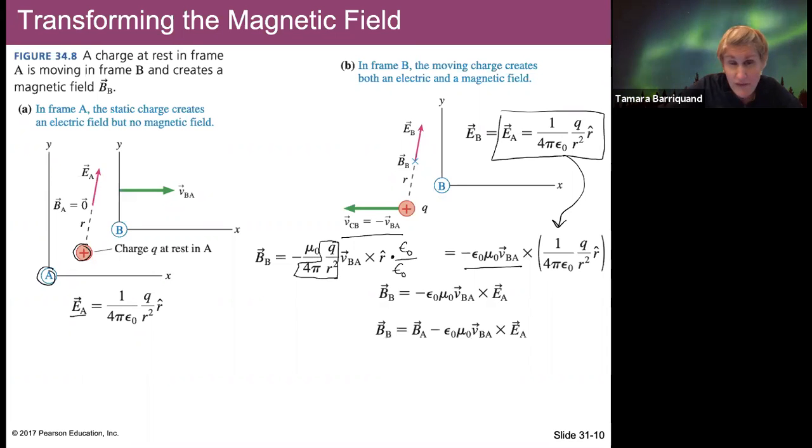Now, if there had already been a magnetic field in A, then we could say that the magnetic field in B would be equal to the magnetic field in A added to this term. So adding on the same term that we had here before.